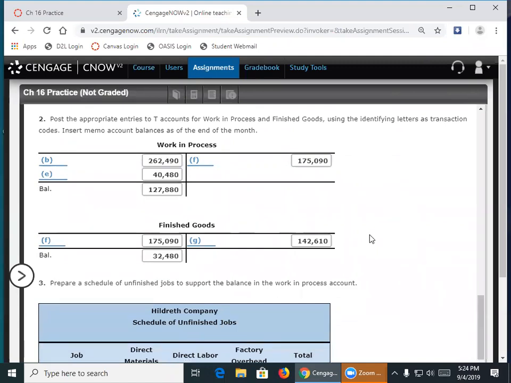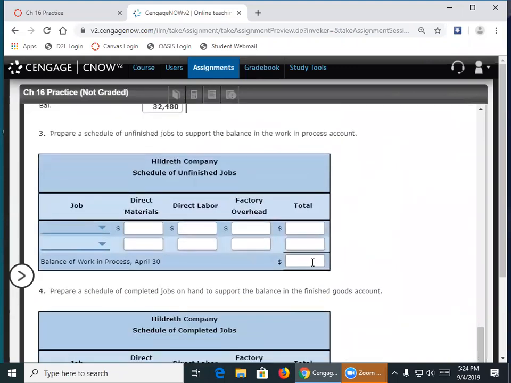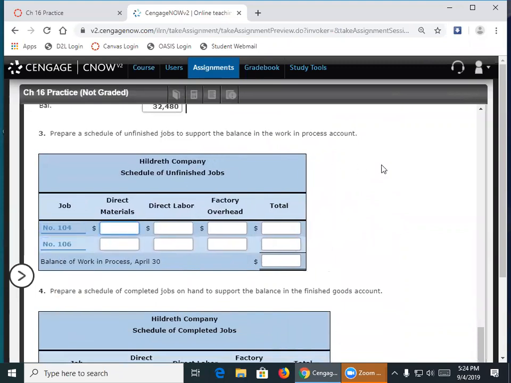And then the last two things they want us to do: they have a schedule of unfinished jobs. Well, we only have two jobs that are not finished, 104 and 106. So 104 and 106. Well, this is pretty easy. You're just putting in the costs that we calculated. Again, the only costs that you might not have calculated yet were the overhead for those jobs. I'm going to give those to you.